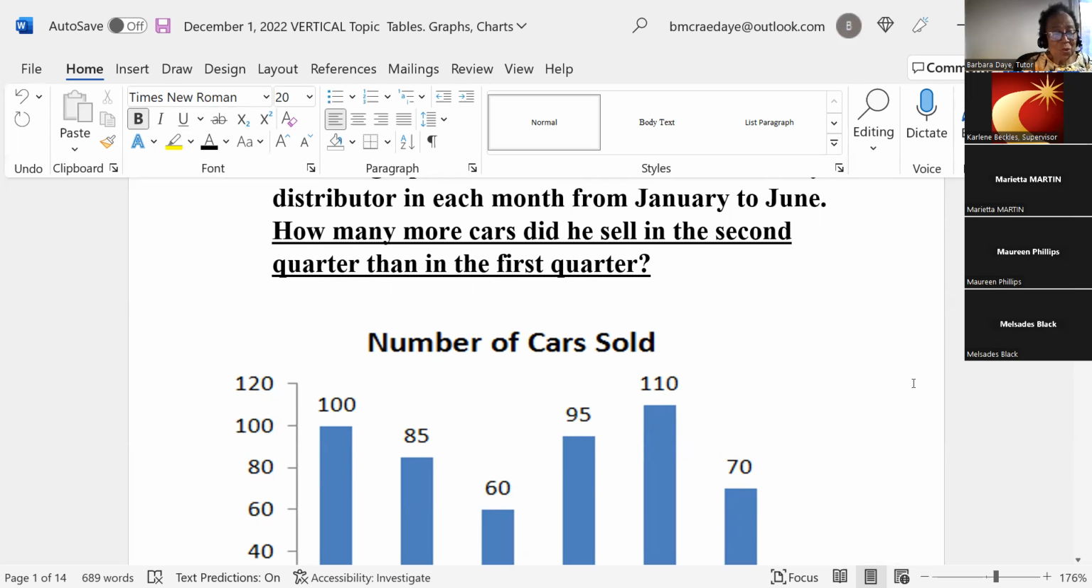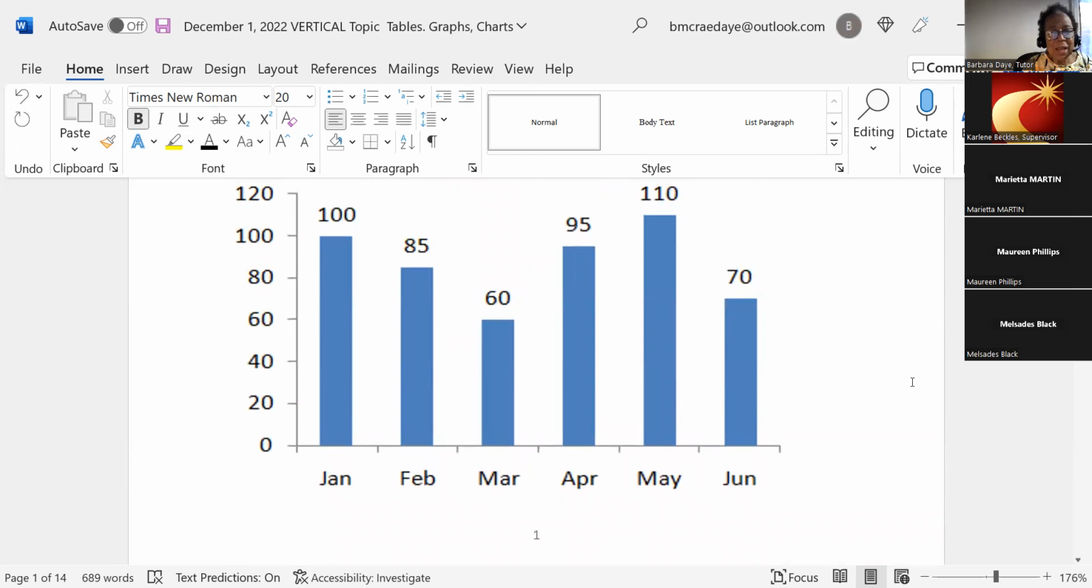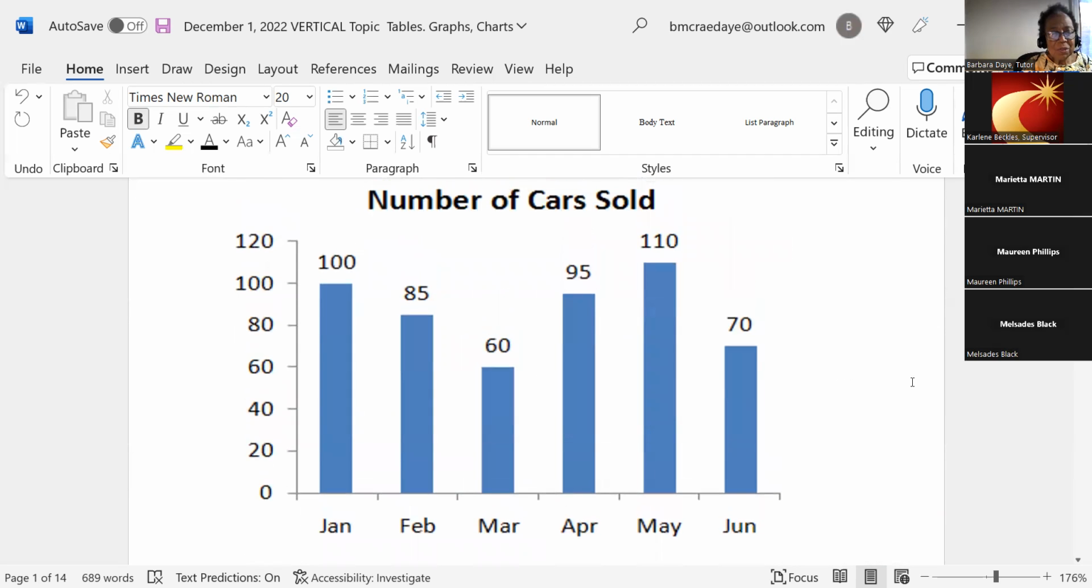Now, if I ask you what was the difference in cars sold in February and May, what would you tell me, Marietta? What's the difference in the number of cars sold in February and the number of cars sold in May? February has a bar and May. May has more. May has 110 and February has 85. So teacher, what's the difference? 10. May has more than February.